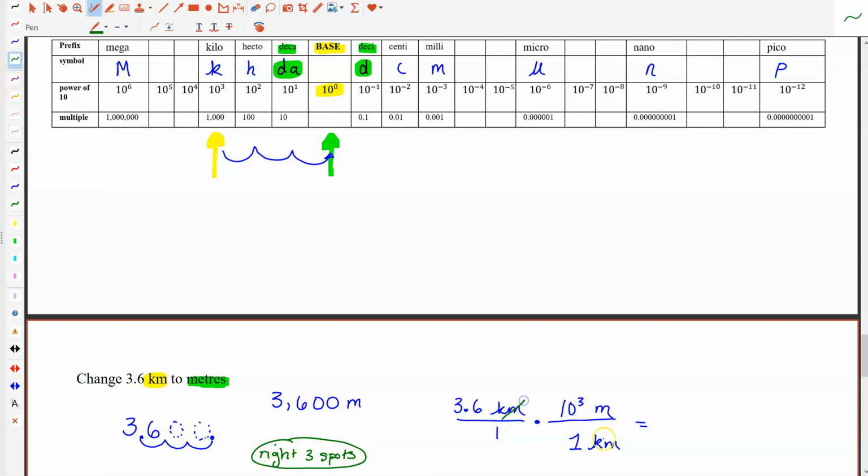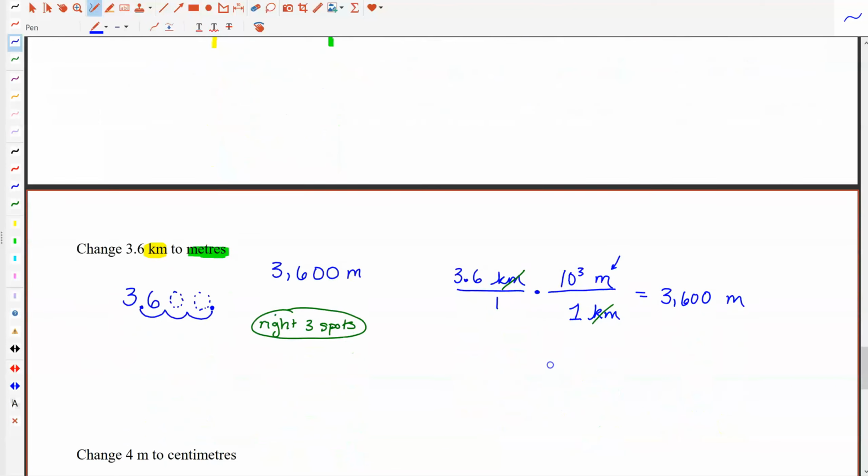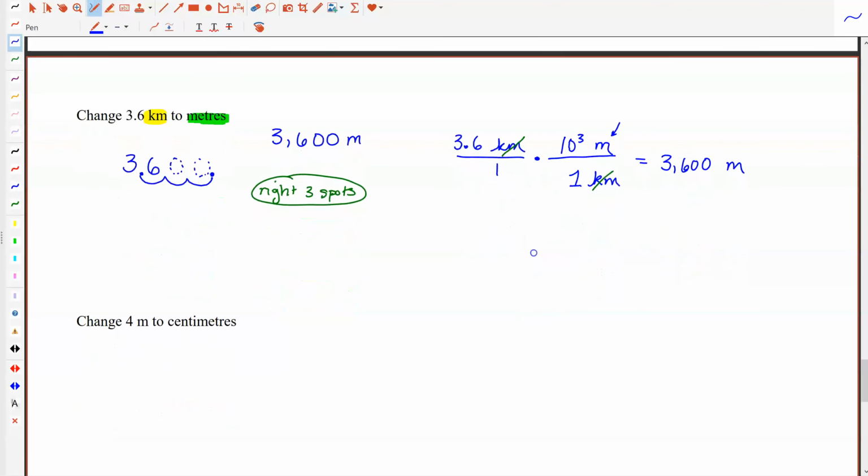So again, my kilometers units are going to cancel because they're on the diagonal. And then my units for my final answer are going to be in meters. And this tells me whether I want to multiply or divide, or conversely whether I want to move the decimal point right or left. So since I'm going to be multiplying by 10 to the third power, or 1,000, we want to take this decimal point and move it right 3 spots. And so when we move it right 3 spots, we get the same final answer. So that's just a little bit more of a formal way to do the conversion.